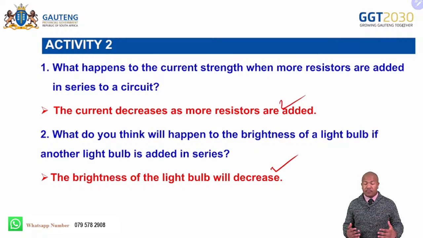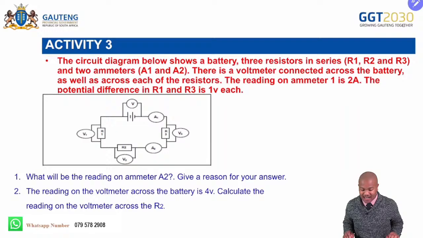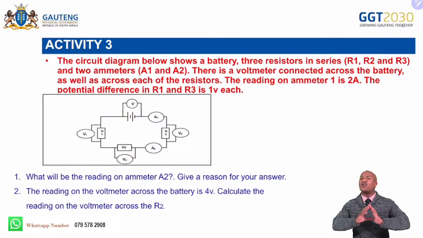And number 2, the brightness of the light bulb will decrease, right? So I hope you got enough time to copy down the corrections and are ready for activity 3. Don't get tired, lovely grade 9s, right? The more you write activities, the more you understand the topic, right? So now, this one is kind of tricky, right?